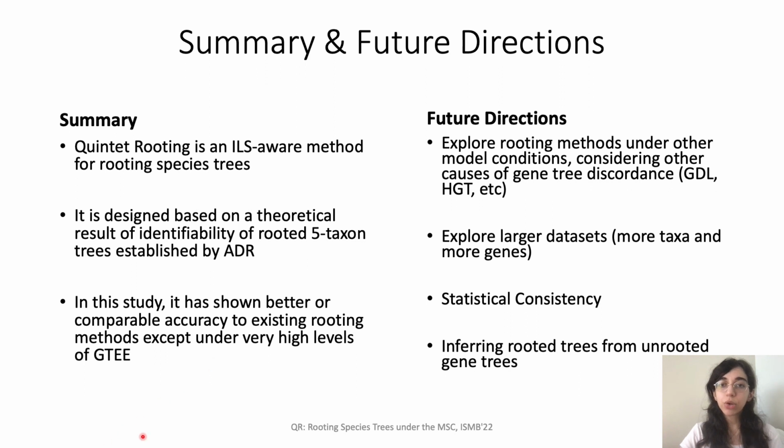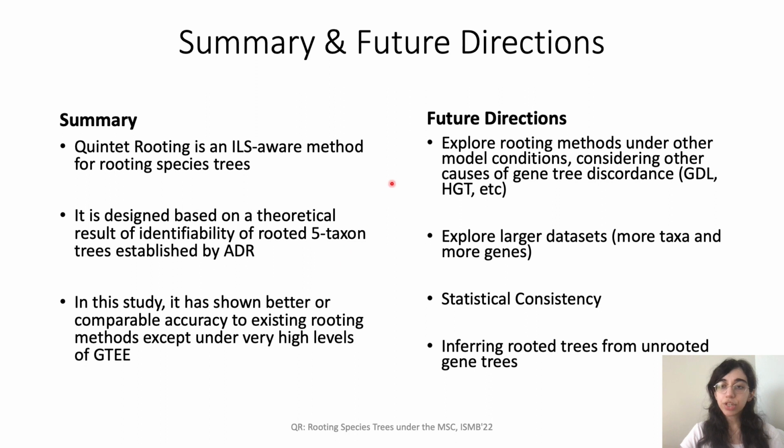So to summarize, QR is a new approach for rooting species trees. It's based on a theoretical result by ADR that proved the identifiability of species trees from unrooted gene trees. And in the datasets that we studied, it has shown better or comparable accuracy to existing methods, except when gene tree estimation error is very high.